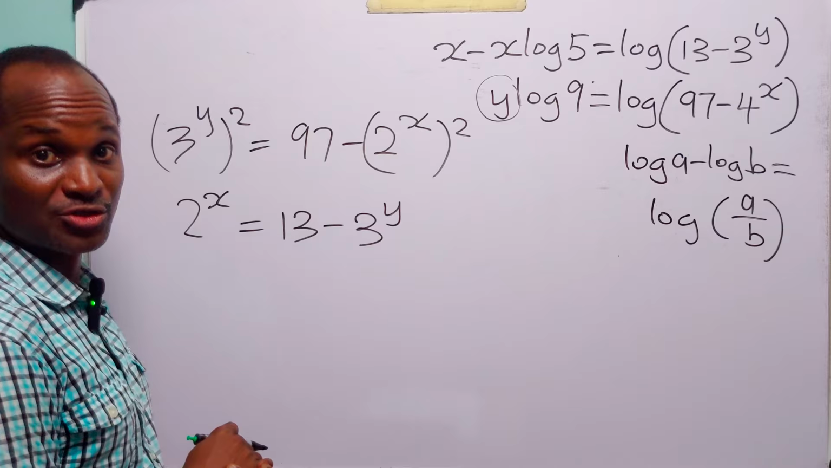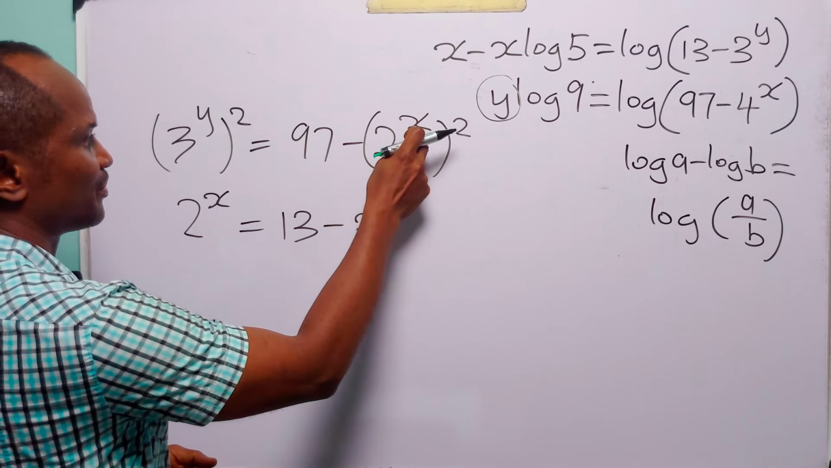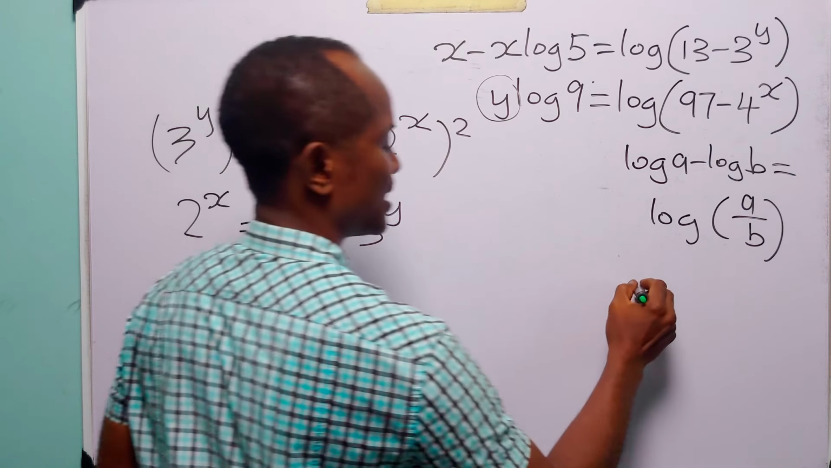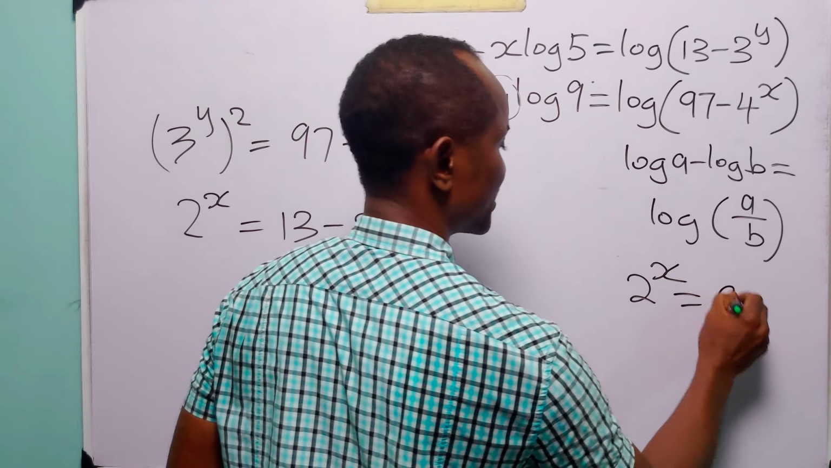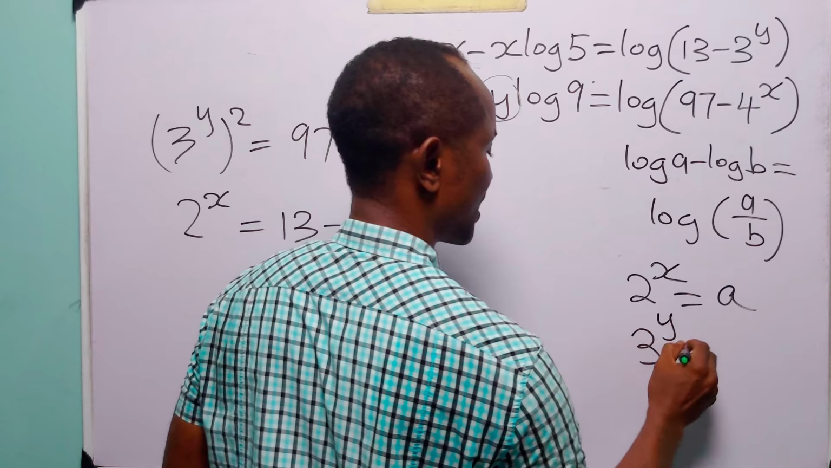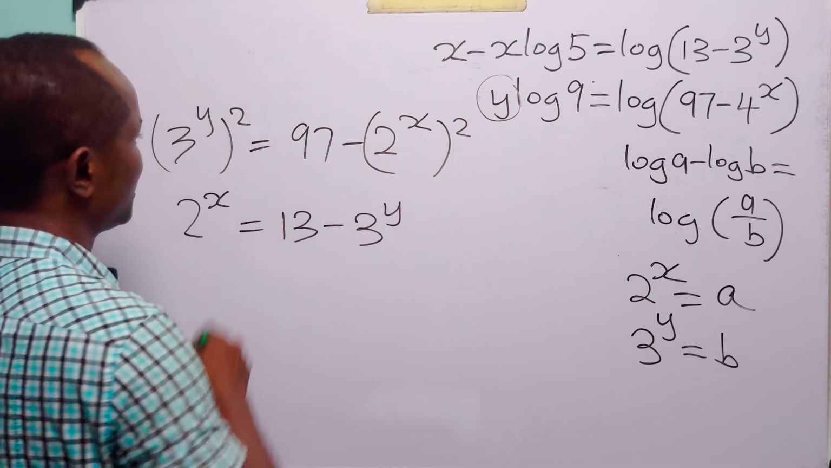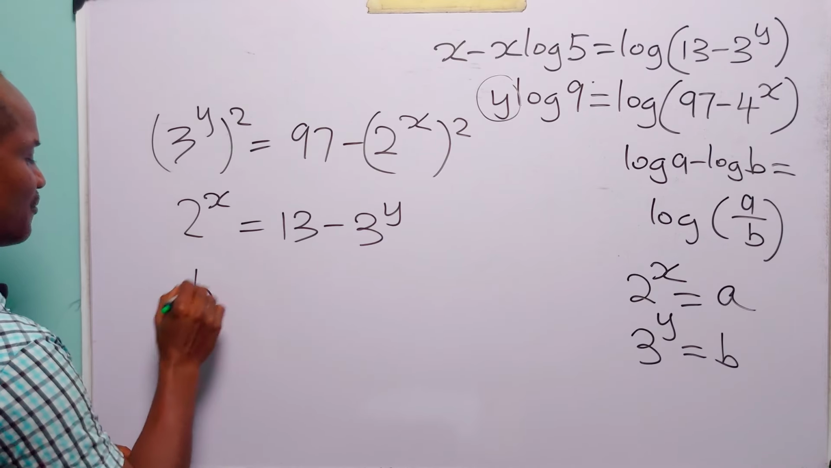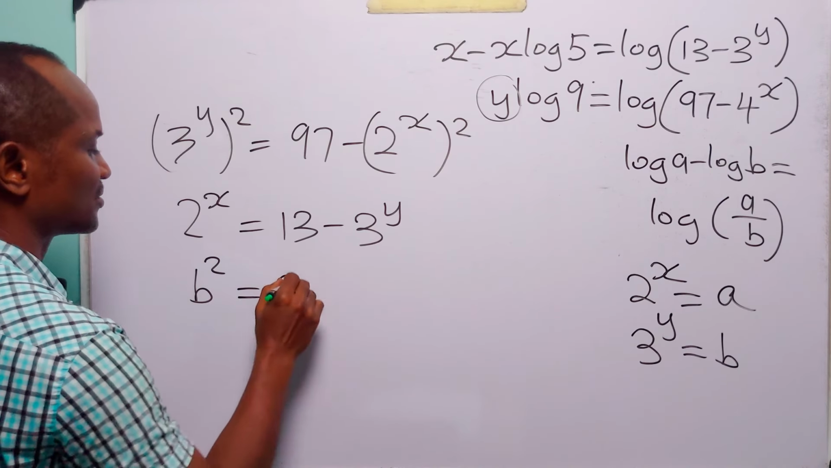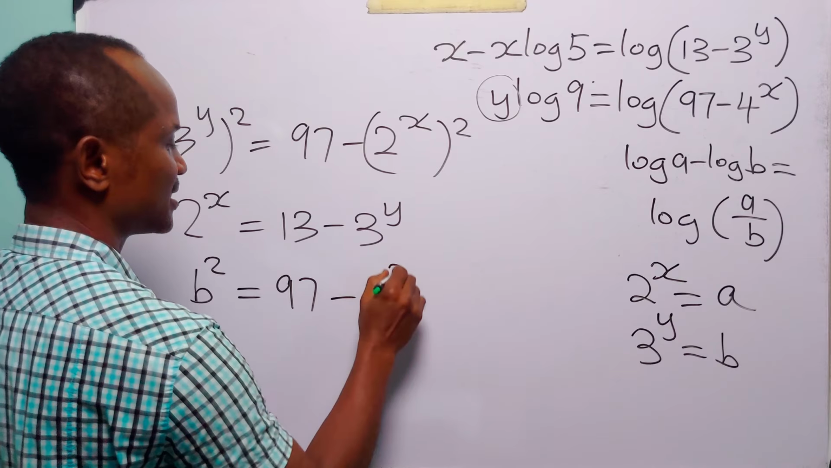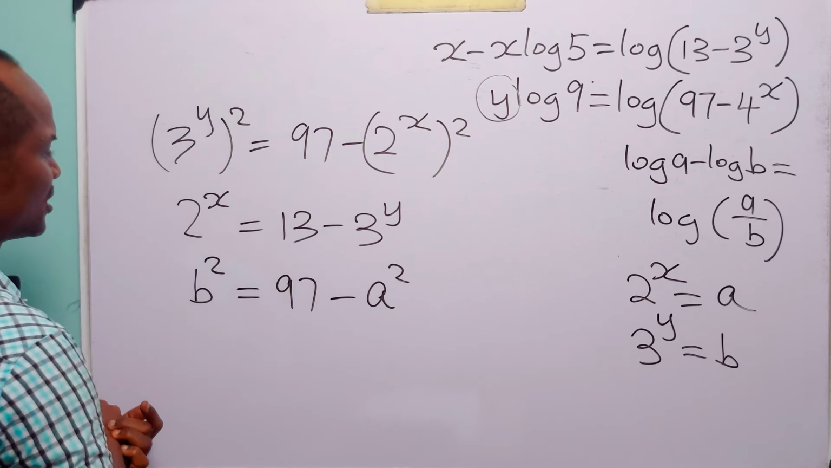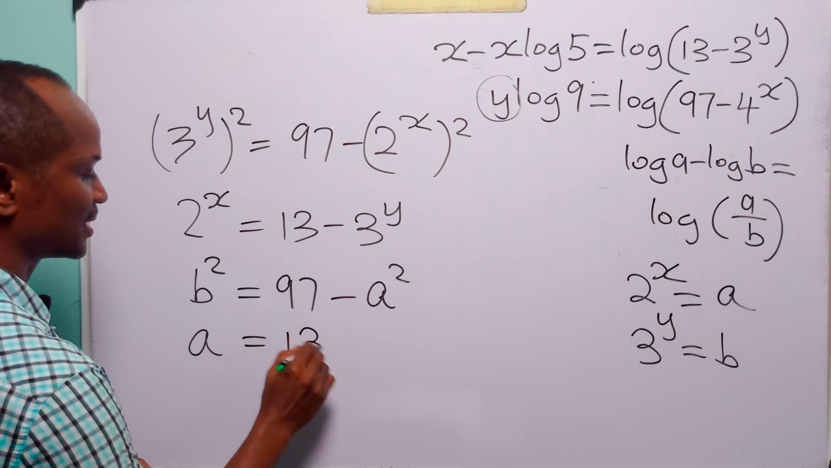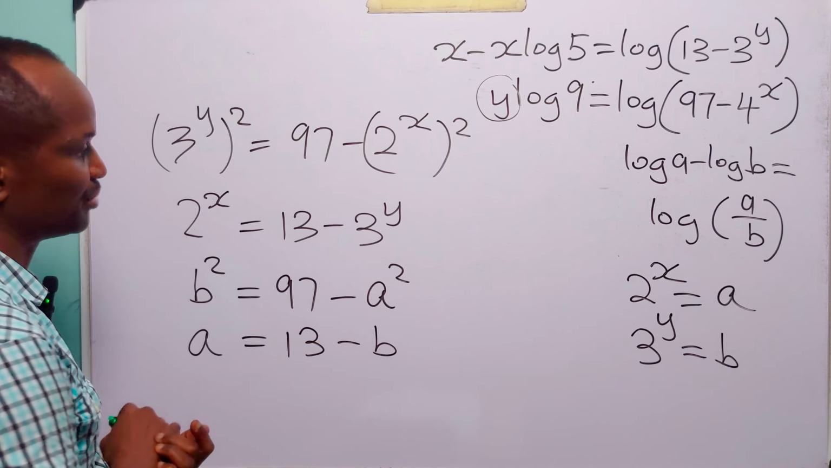Now we need to do a substitution. You will notice that here we have 2 to the power x, 3 to the power y, 2 to the power x, and 3 to the power y. So let 2 to the power x be equal to a and 3 to the power y be equal to b. Now with this substitution, this first equation becomes b squared is equal to 97 minus a squared. And this second equation becomes a is equal to 13 minus b.